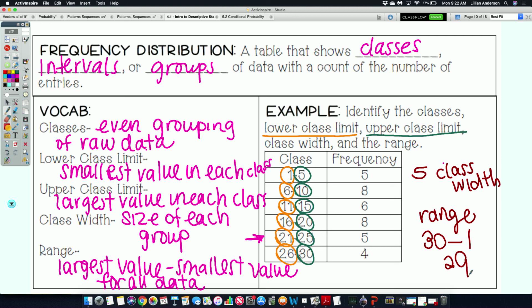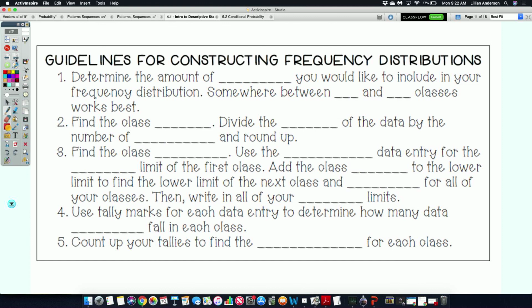Now, these frequency distributions are more of what you would create for the data that you collected on Friday. Okay? So a few guidelines when you yourself have to construct a frequency distribution. The first thing you want to do is determine the number of classes you would like to include in your frequency distribution. Somewhere between 5 classes and 15 classes works best. Of course, the more classes you have, the more you're going to have to do with each class for different things, like creating histograms, cumulative frequency curves, finding mean and median, which we'll talk about in the future.